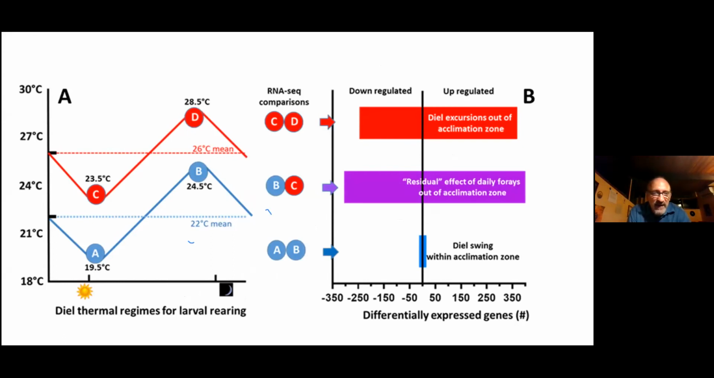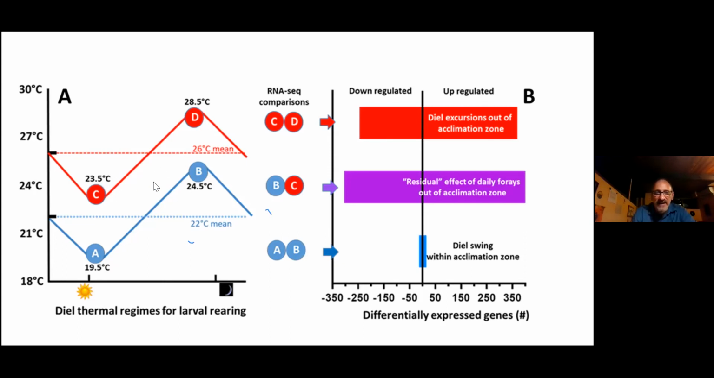We'll start with A and B. This is thermal variation within the acclimation zone, and we see very few genes differentially expressed, either up or down regulated. So when the animals are wiggling between happy temperatures, very little is going on, and those genes that are being differentially expressed, a lot of them have to do with day and night, vision-related things, and there were very few of them. The other initial comparison we wanted to make was C and D up here, and we have a boatload of differentially expressed genes, both up and down regulated.